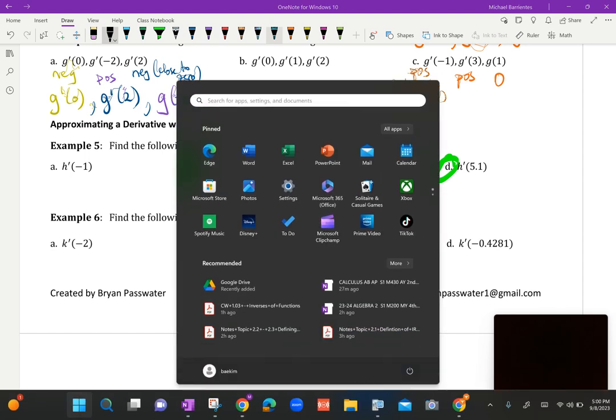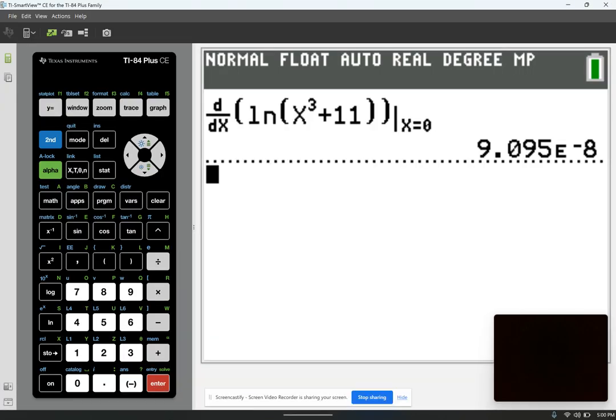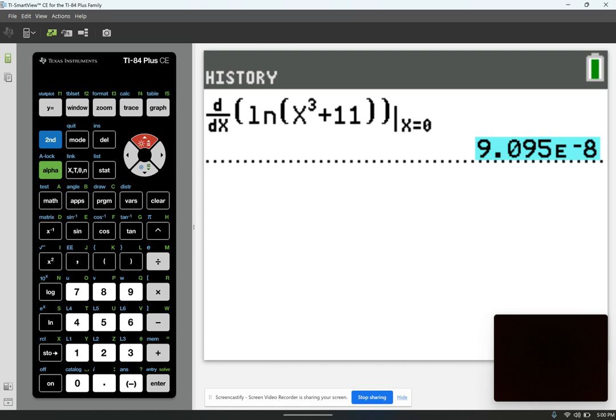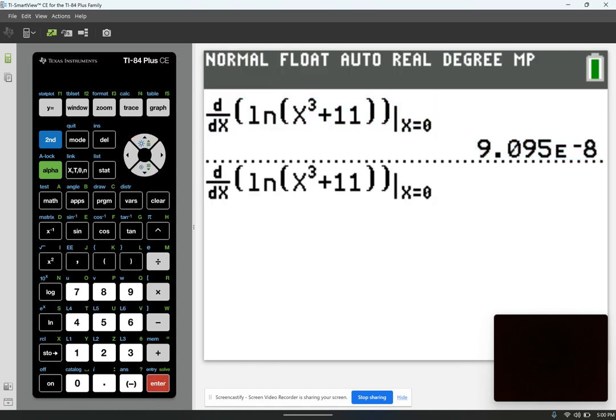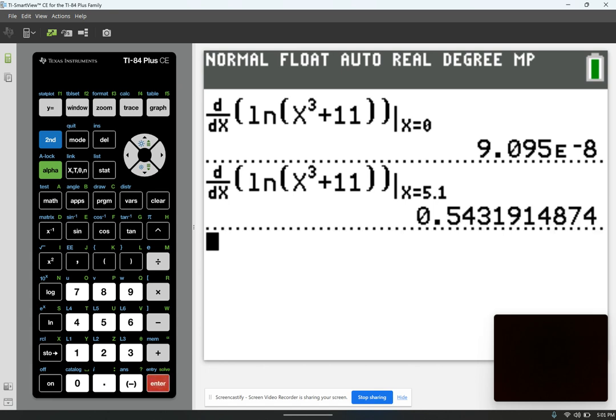And now we're going to do the next one. I'm just going to copy paste. So I'm going to go up and up. I'm just going to copy by pressing enter. Once I shade it, I'm going to copy by pressing enter and then just change the 0 to 5.1. And there's the next one.